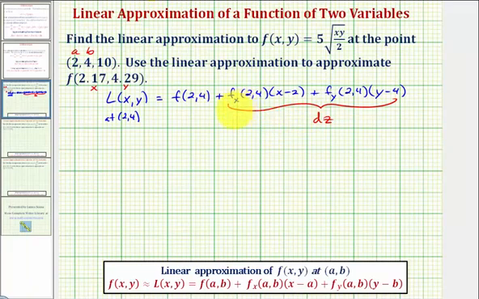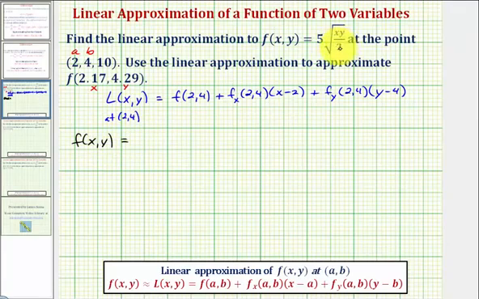So our next step will be to find our partial derivatives and then evaluate them at the point 2 comma 4. Let's first rewrite the given function. We have f of x comma y equals, notice how we have a square root 2 in the denominator. Let's write this as 5 divided by 2 to the 1/2, and then we'd have times xy to the 1/2. In this form, it'll be easier to find our partial derivatives.